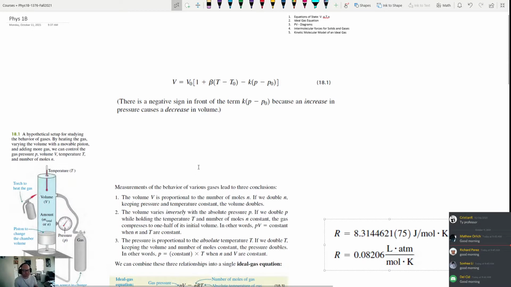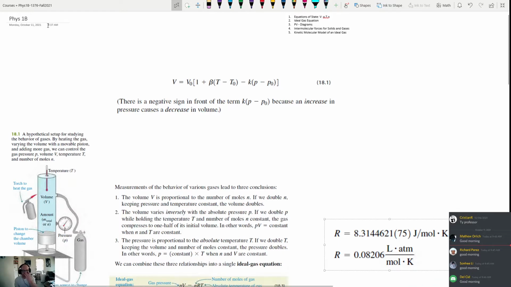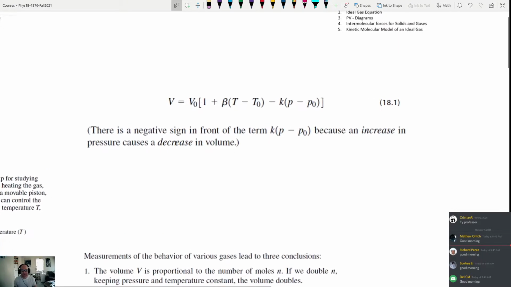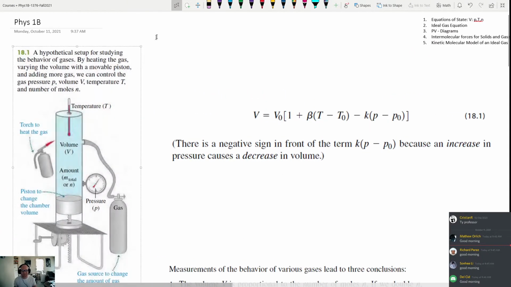Okay, this is Physics 1B for, let's see, October 11th. Today we're going to be talking about... Let me zoom in a little bit so you can read those better. I'll have to make everything else really small, but that's okay.